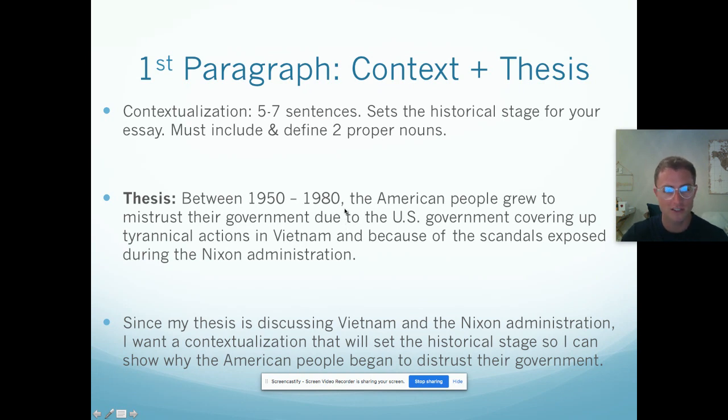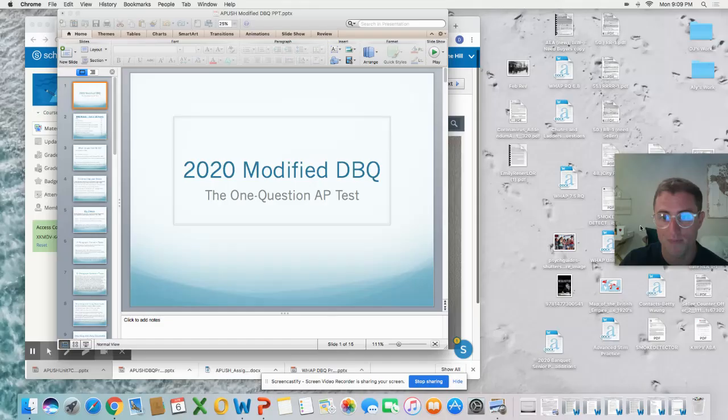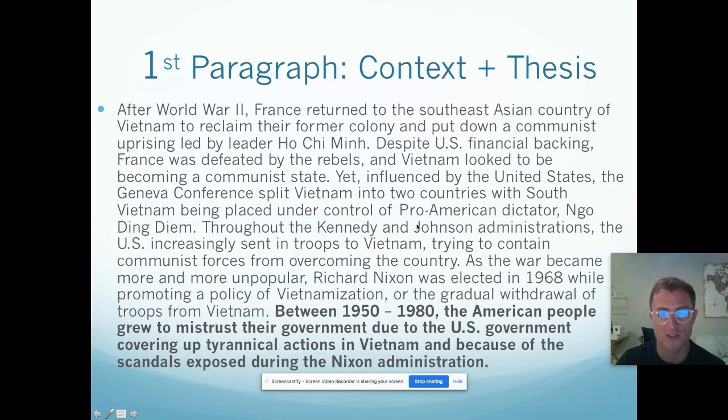So here's my thesis. And since I am discussing Vietnam and the Nixon administration, I want to use contextualization that's going to talk about those things. So here is my intro paragraph. After World War II, France returned to the Southeast Asian country of Vietnam to reclaim their former colony and put down a communist uprising led by leader Ho Chi Minh. Despite U.S. financial backing, France was defeated by the rebels, and Vietnam looked to be becoming a communist state. Yet influenced by the United States, the Geneva Conference split Vietnam into two countries, with South Vietnam being placed under control of a pro-American dictator, Ngo Dinh Diem.